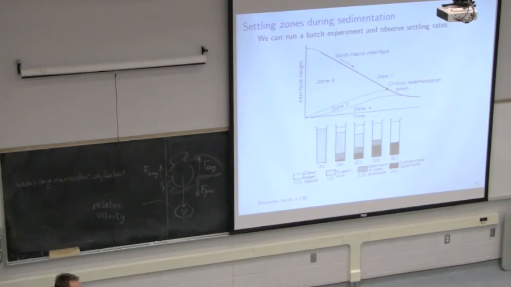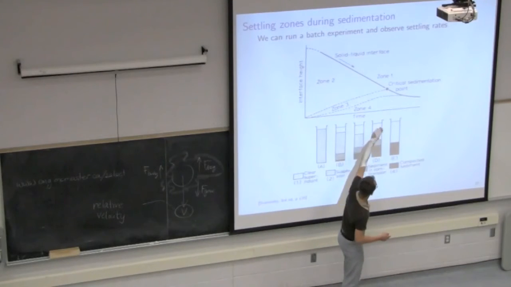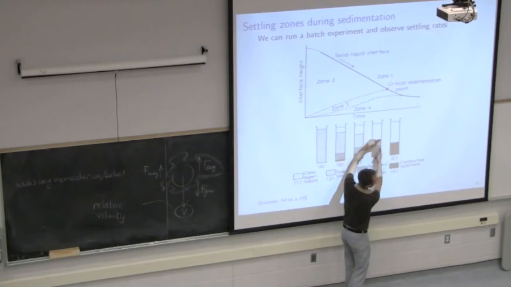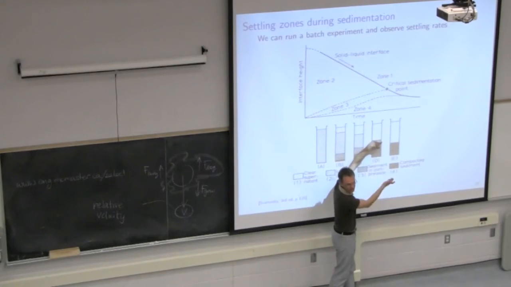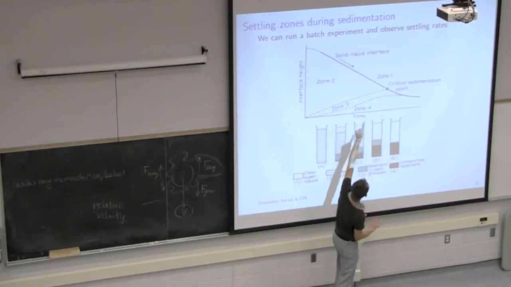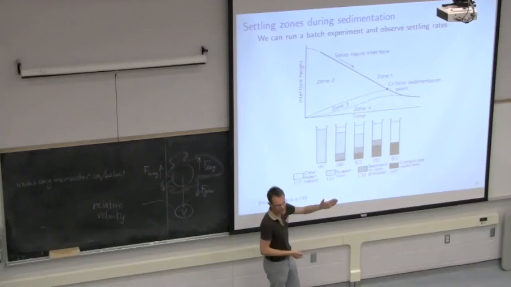When you say critical sedimentation point, when does this happen? The critical point happens when this interface comes down, and that rate is linear to a point, and then the interface is over here, there's nowhere else for that interface to go. So all that happens is the solids start to compact. So the rate of that interface dropping must slow down at some point. That critical point is just where that inflection is.